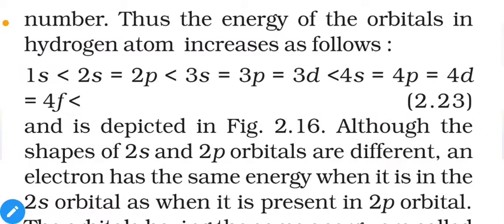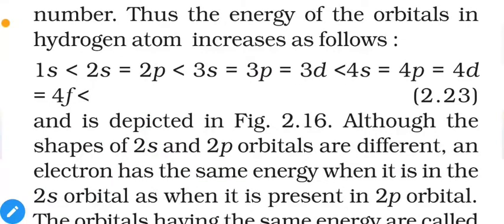Orbitals with the same principal quantum number will have the same energy in the case of hydrogen. We are talking about hydrogen only. So, for hydrogen, the arrangements are mentioned. As we can see, 1s orbitals have less energy than 2s orbitals, and 2s and 2p both have the same amount of energy, and this trend is observed throughout this representation, as depicted in figure 2.16.